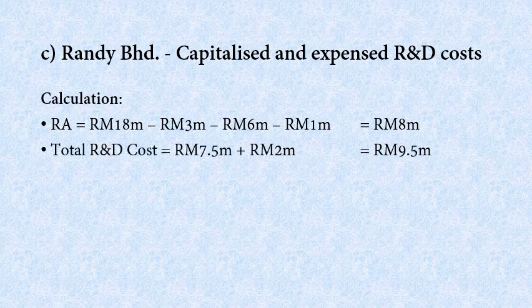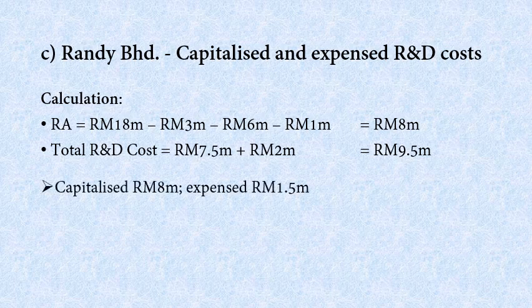Now we can compare the recoverable amount with the total research and development cost accumulated, which is 9.5 million. As mentioned before, the amount capitalized cannot exceed the recoverable amount. Therefore, we can only capitalize 8 million, while the excess of 1.5 million must be expensed.